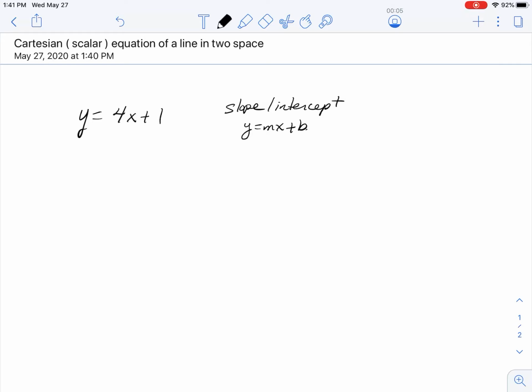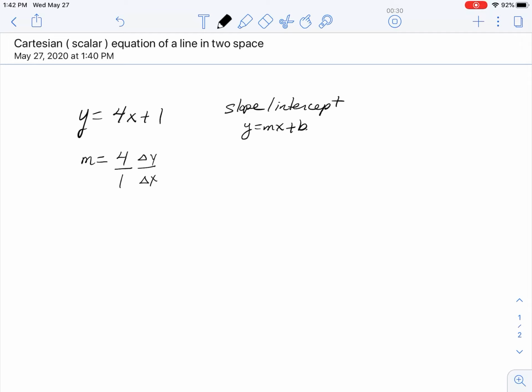Okay, we're going to look at something they call the Cartesian, also known as scalar equation of a line in two space. So let's look at this equation here: y equals 4x plus 1. That is in the familiar slope-intercept form, or y equals mx plus b. And we know the slope is 4, and we could also write that as 4 over 1.